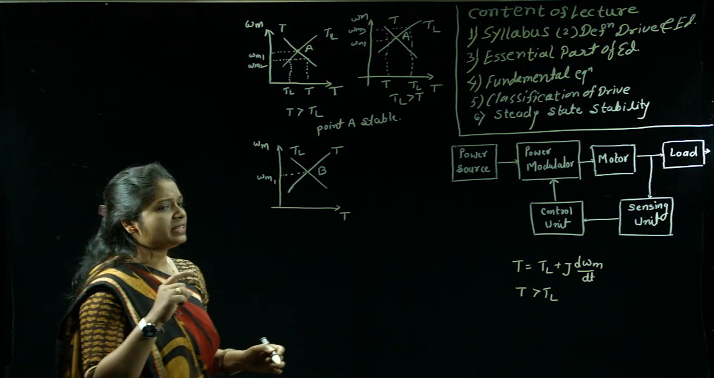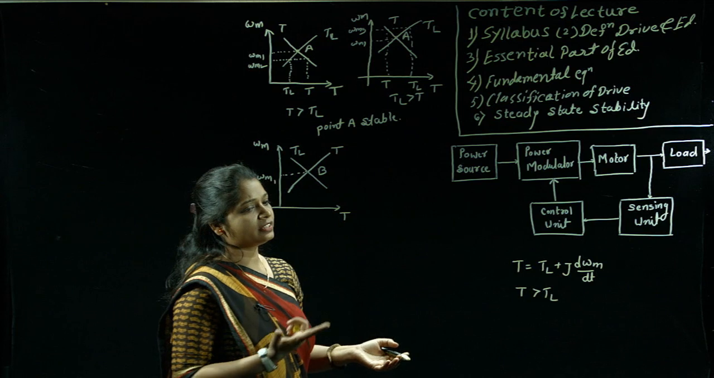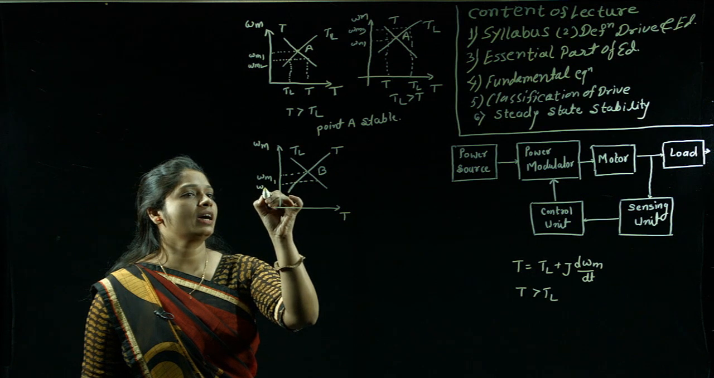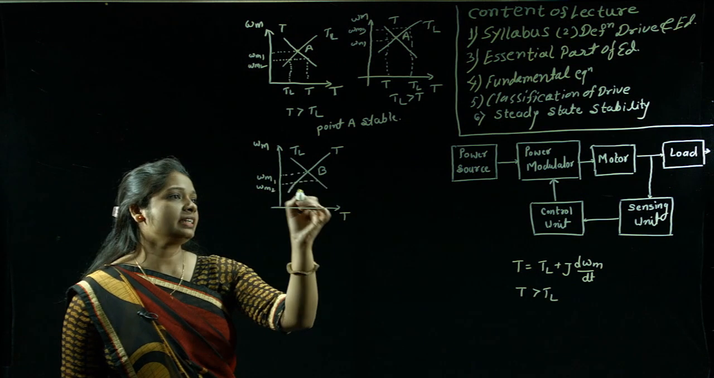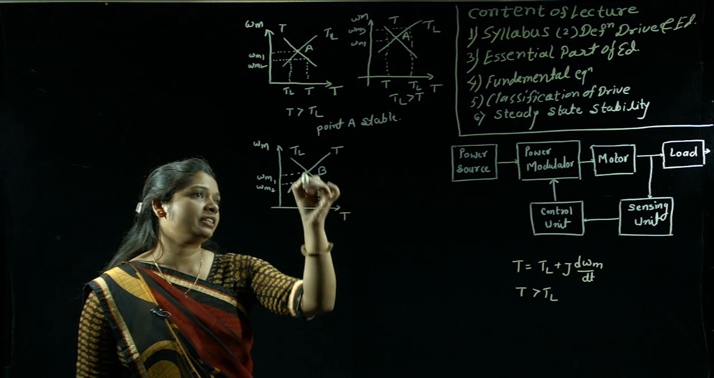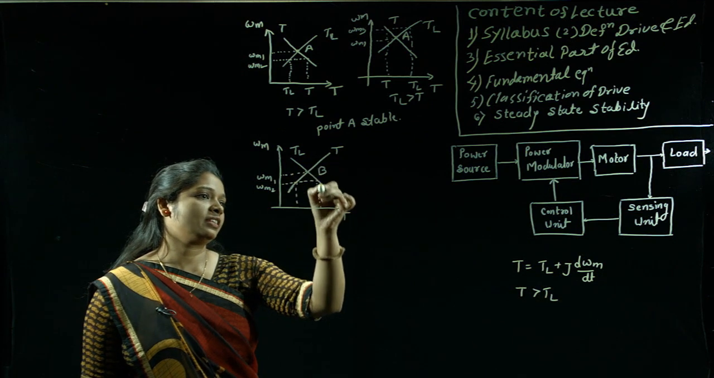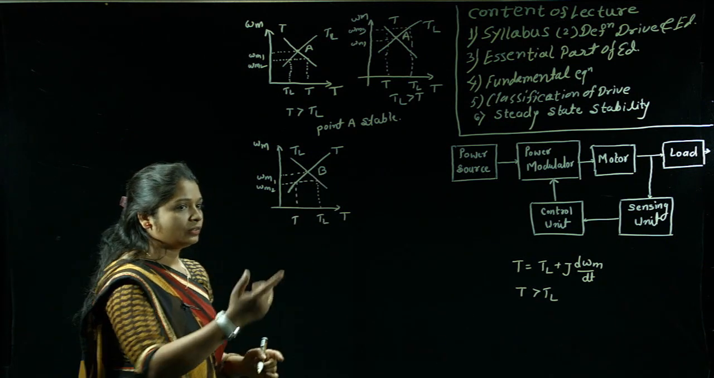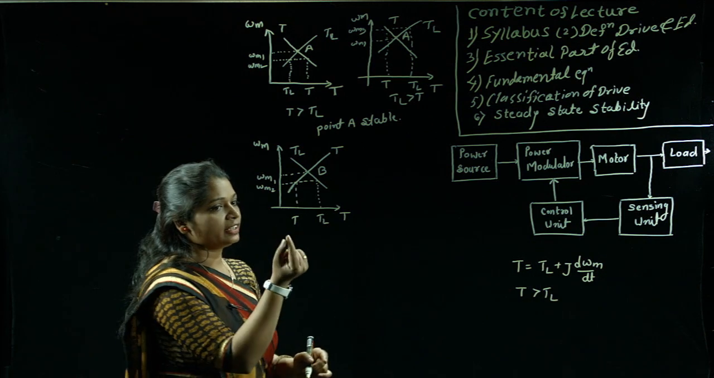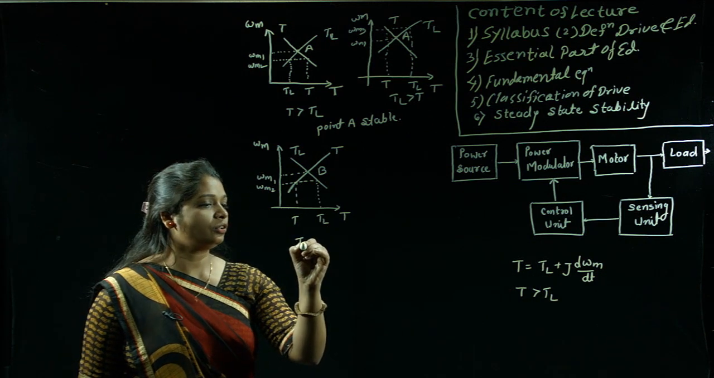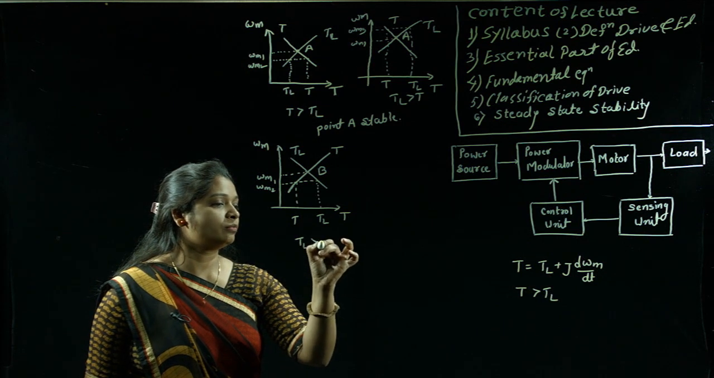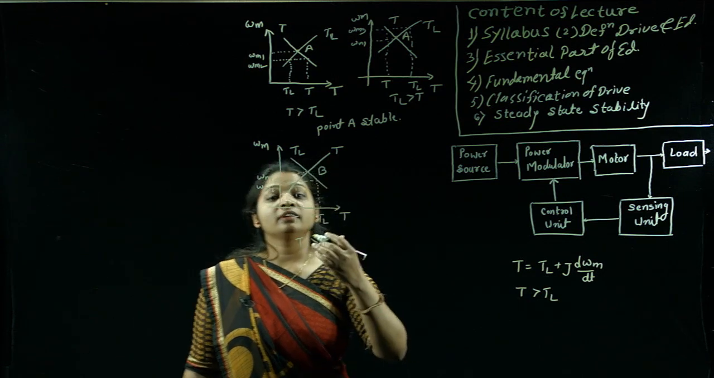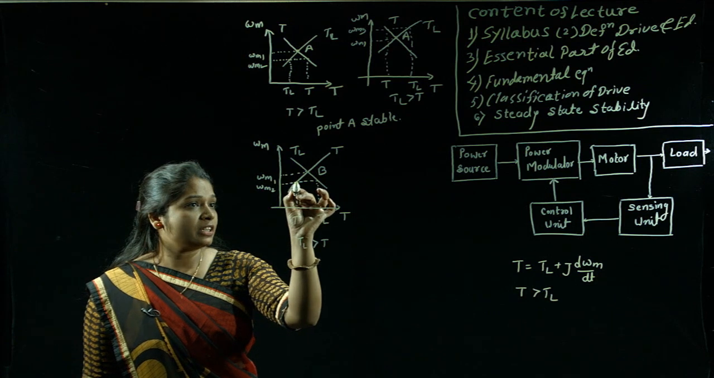Departure means increase or decrease. In the first case we consider the decrease in speed, omega M2. Corresponding points, we draw the points. This one is TL and this one is your T. From that we see that load torque is greater than motor torque. That condition is a deceleration condition. Deceleration means speed will decrease. Speed decreases from that point.